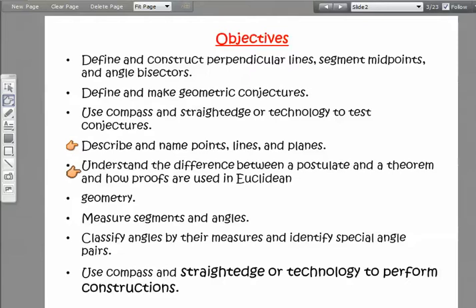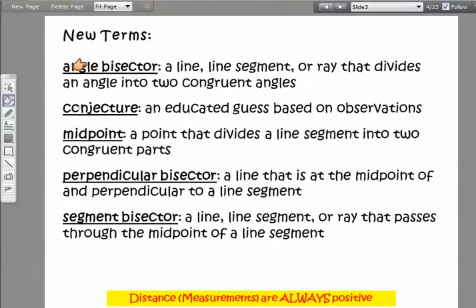Describe and name points, lines, and planes. Understand the difference between a postulate and a theorem and how proofs are used in Euclidean geometry. Measure segments and angles, classify angles by their measures and identify special angle pairs, and use a compass and straightedge or technology to perform constructions. Some terms that you're going to be learning in this lesson are angle bisector, conjecture, midpoint, perpendicular bisector, and segment bisector.